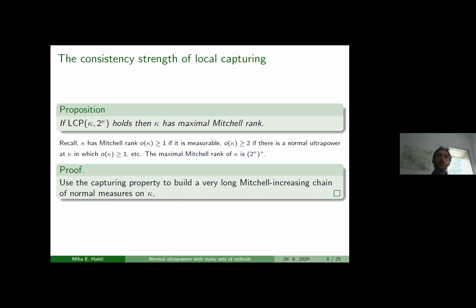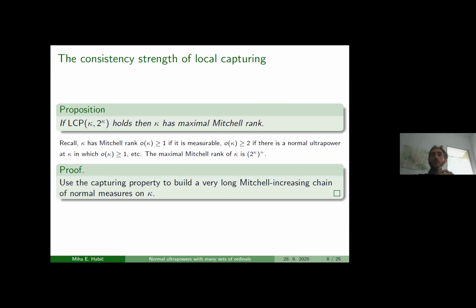And if you play around with this, you'll find that the maximal Mitchell rank that kappa could possibly have is 2 to the kappa plus, all right? Which is quite interesting because this matches up with where local capturing can get us. So it really plays nicely together. All right, so how do you see that local capturing gives you this high Mitchell rank? It really is just what you would want to do, right?